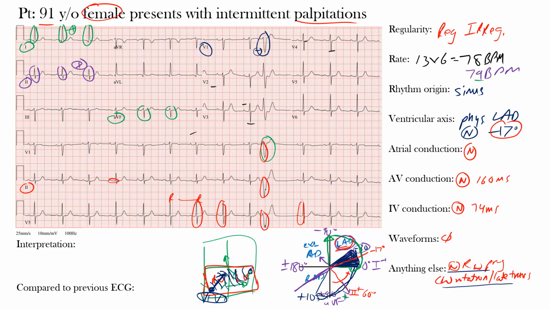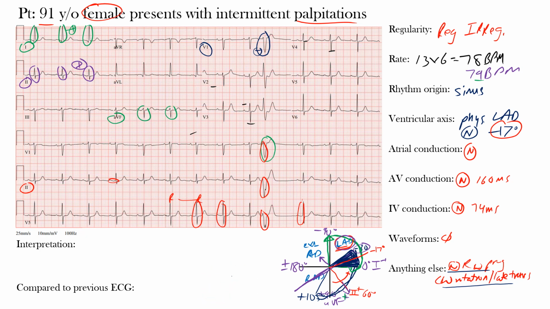So great job if you're able to get that on your own. Now, when compared to the previous EKG, the differences here included a PVC present and a decrease in the PR interval. And you always want to look back at a previous EKG to make sure that there are no significant differences that you may be missing from the most current one. All right, so let's write our final interpretation and finish up here.